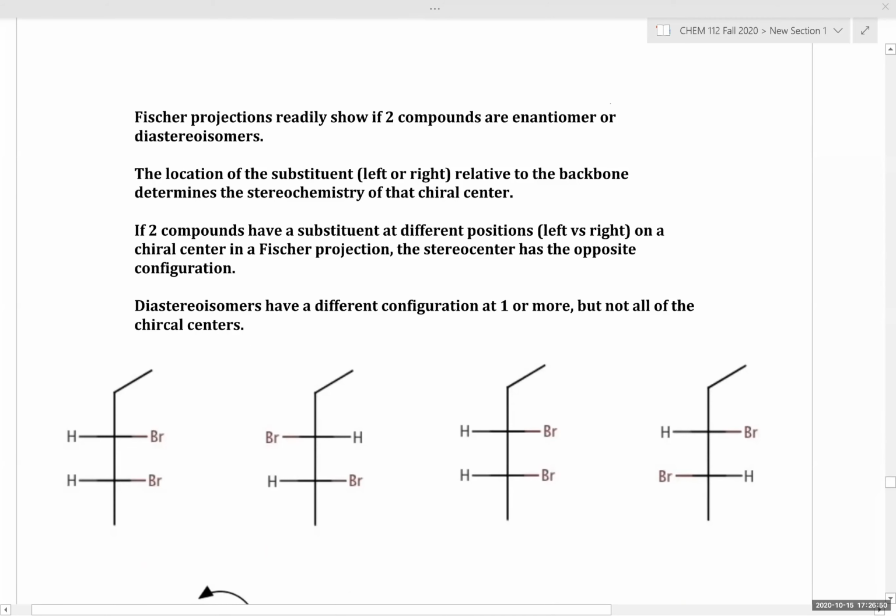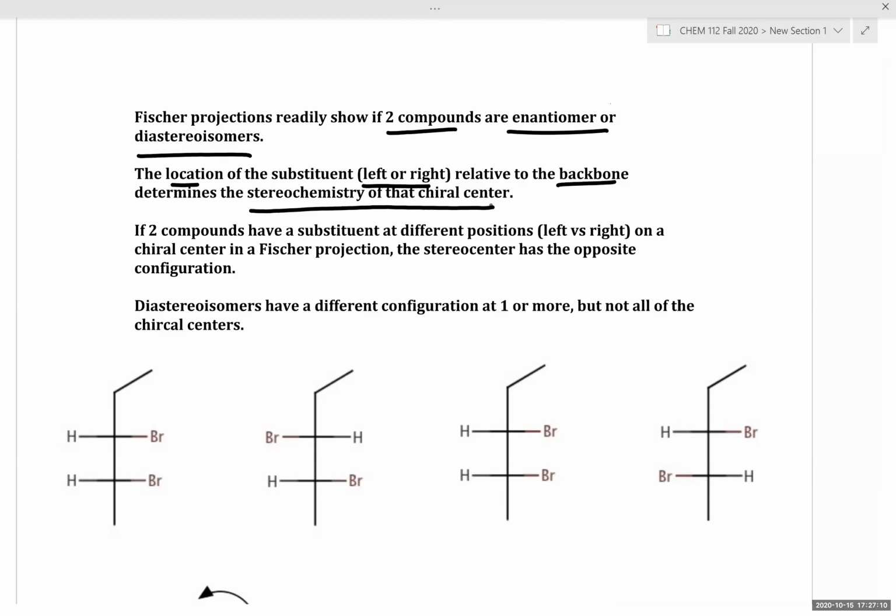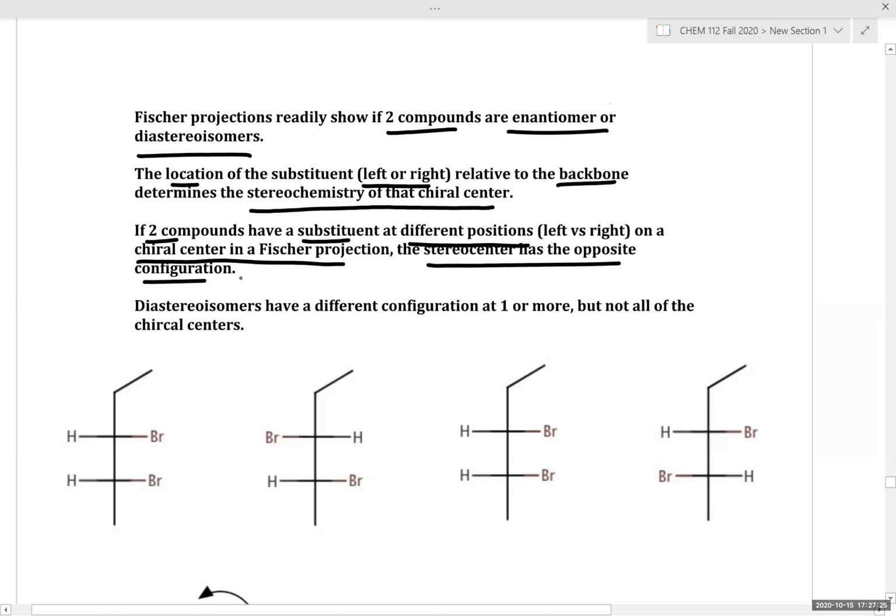Fischer projections are really useful because they can readily show if two compounds are enantiomers or diastereoisomers. Essentially, the location of the substituent, left or right, relative to the backbone, determines the stereochemistry of that chiral center. It doesn't explicitly match R or S because depending on your top and bottom substituents, you'll have different priorities. But if two compounds have a substituent at a different position on a chiral center in a Fischer projection, the stereocenter has the opposite configuration.